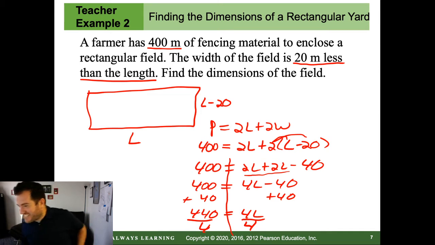All right, so anyways, so you have 440, divided by 4. Sorry about that, guys. You're going to get L is equal to 110.